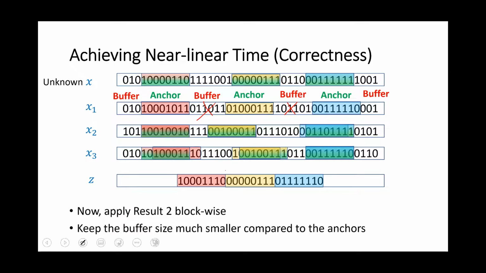So in this concatenated version, there is no place for the buffer. Since the buffer size is much smaller compared to the anchor size, that will add only a small quantity to the edit error. And that's essentially the end of the correctness proof.